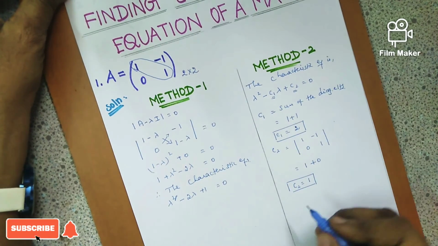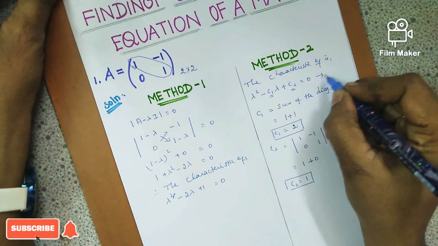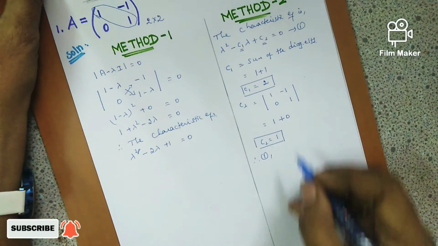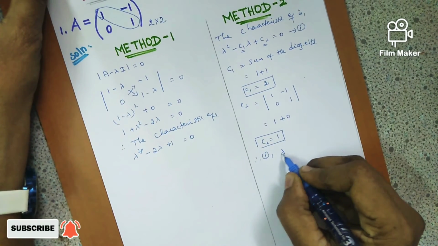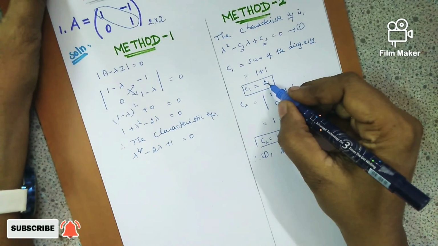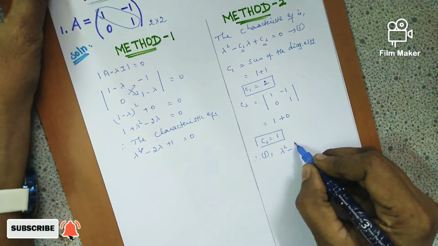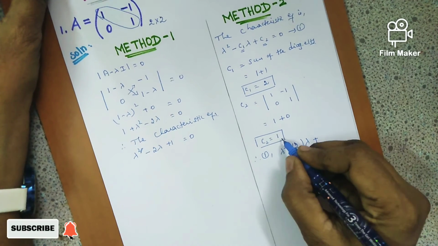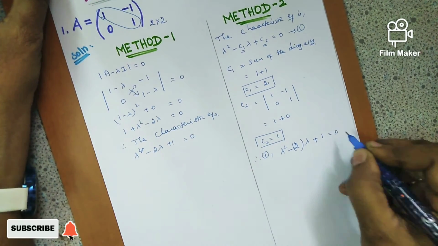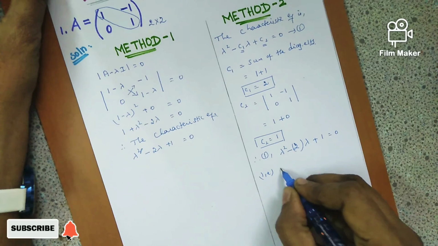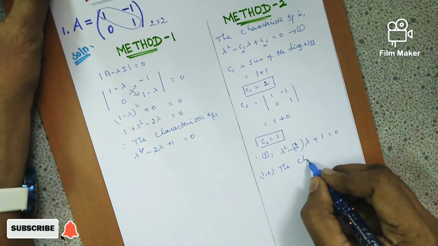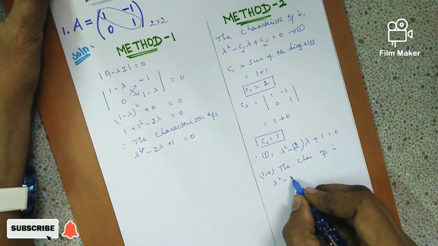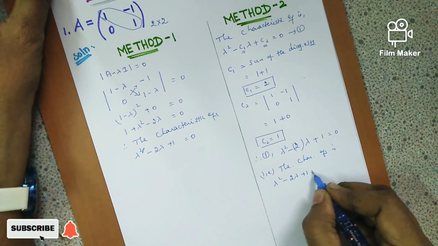Now we will go back to this equation. You can call it equation 1. Therefore, from equation 1, lambda square minus, our C1 answer is 2, so 2 lambda, plus our C2 answer is 1, equal to 0. That is, the characteristic equation is lambda square minus 2 lambda plus 1 equal to 0.